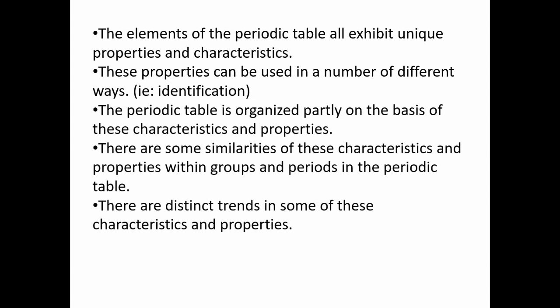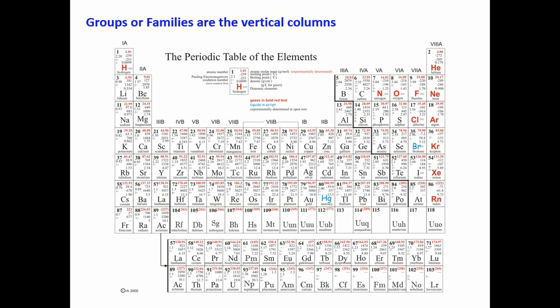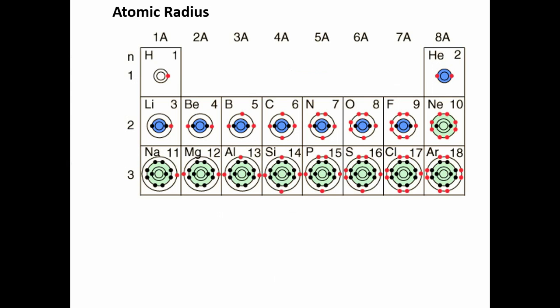Now, when we look at groups and periods in the periodic table, the groups are the columns, the periods are the rows. Very simple. Let's take a look at our periodic table here first of all. So groups or families are the vertical columns, like these guys. And the periods are the horizontal rows, going across from left to right.